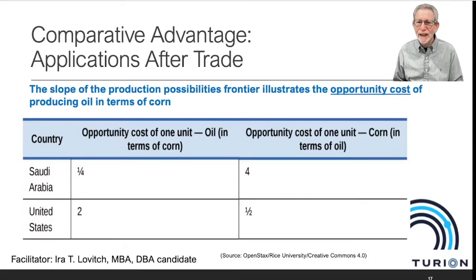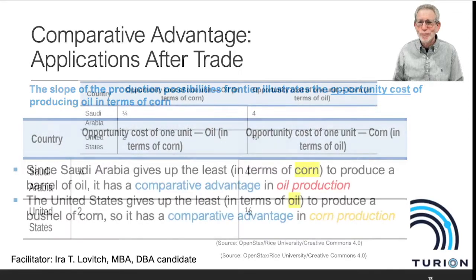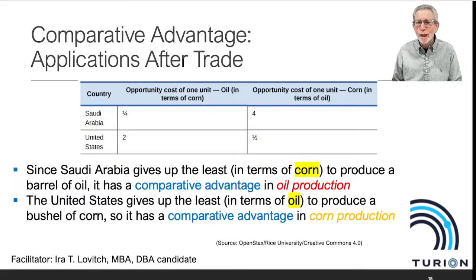has a comparative advantage in this example for production of corn, and Saudi Arabia has a comparative advantage for production of oil. So I would suggest, as I said earlier, going back to the second video, as well as repeating this particular section and rewinding it, because it's really important to understand this concept as we discuss trade among nations throughout this video.